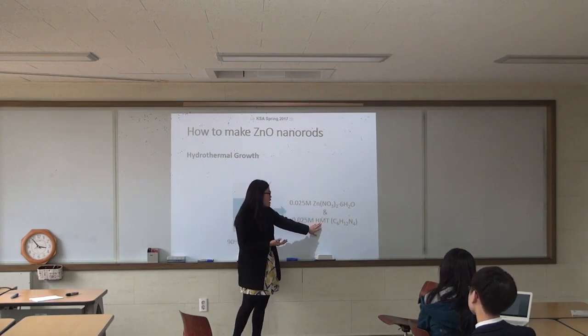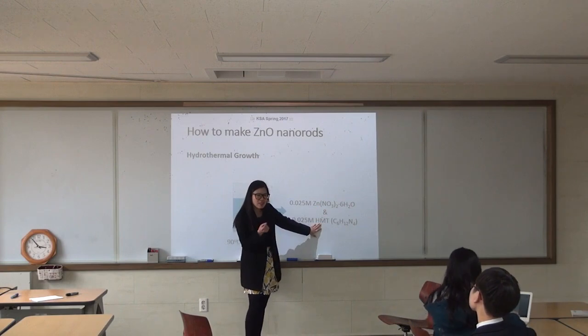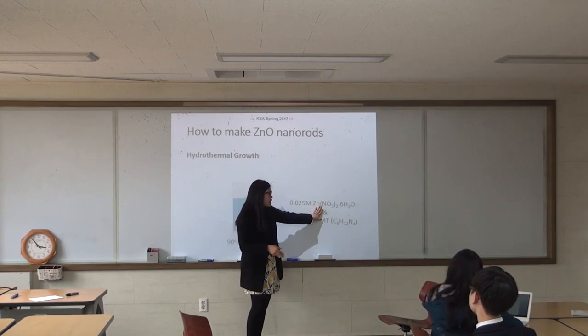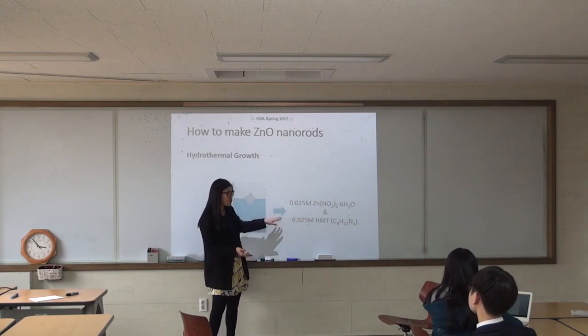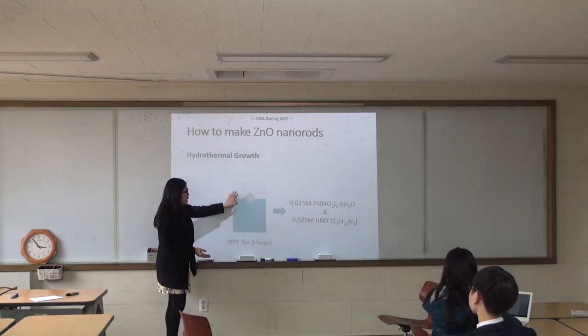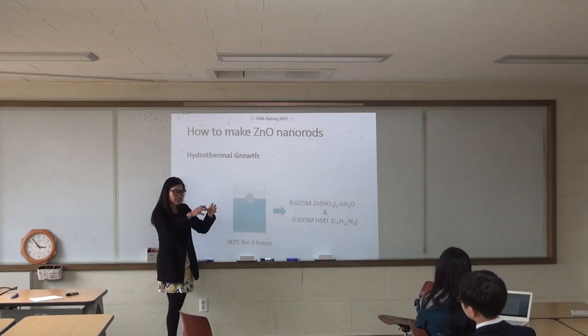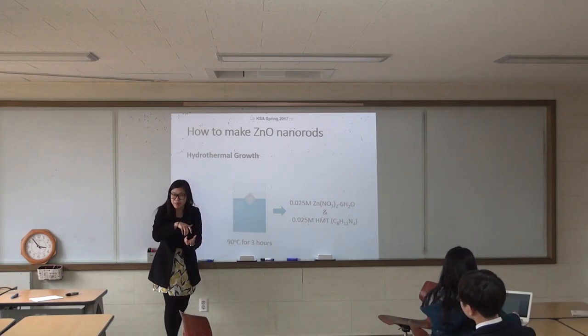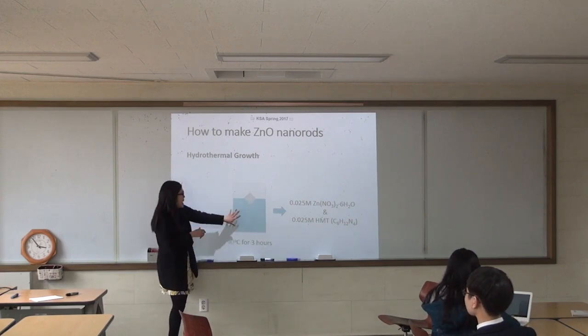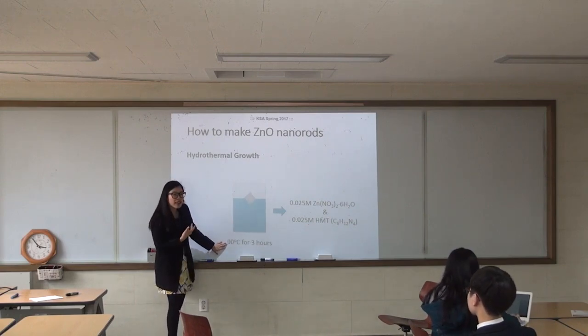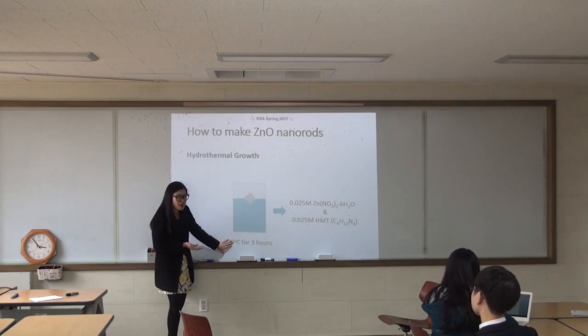oxide. Hexamethylenetetramine is a weak base, right? It just acts as a weak base to slowly hydrolyze zinc nitrate to zinc oxide. But I use equimolar, very low concentration. This is in a reactor, a closed system. I think your lab also has this reactor. And then we put it in the oven at 90 degrees Celsius for 3 hours.